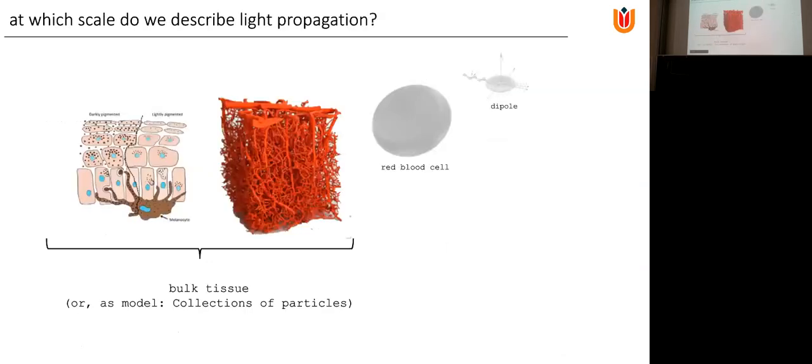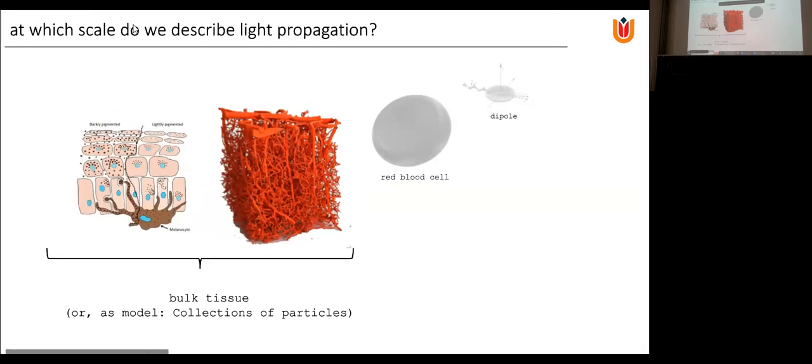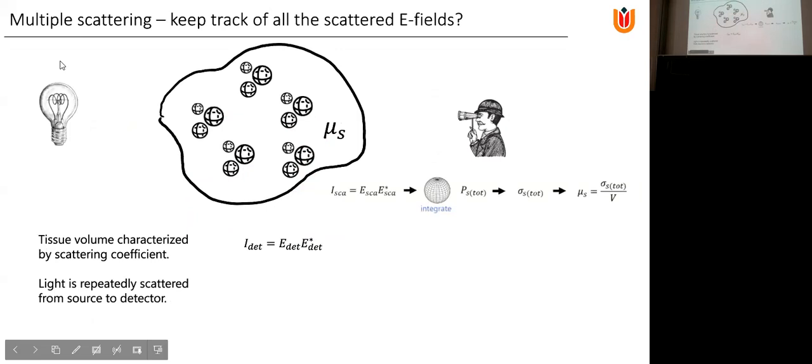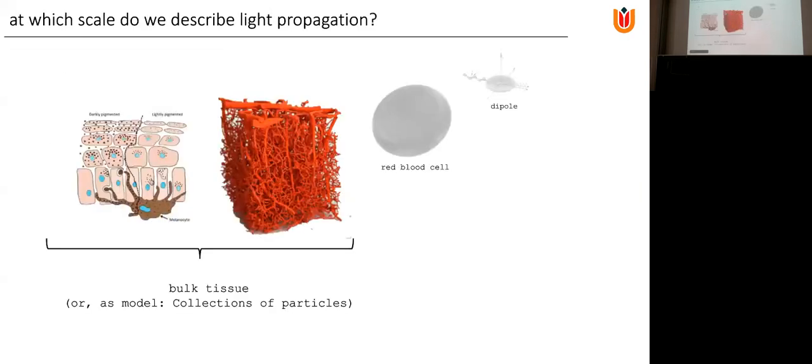Okay, so we're still here on the block tissue level, so we're again going to try to describe optical properties of these kind of cells, of tissue cells.